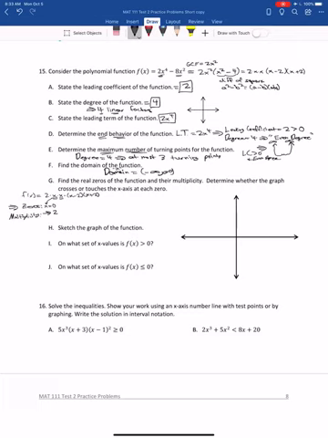Now, with that said, it's even multiplicity. So that implies our x-intercept, which is (0, 0), touches that point. If it's odd, it crosses; if it's even, it touches. So let's go ahead and write down there: it touches at (0, 0).